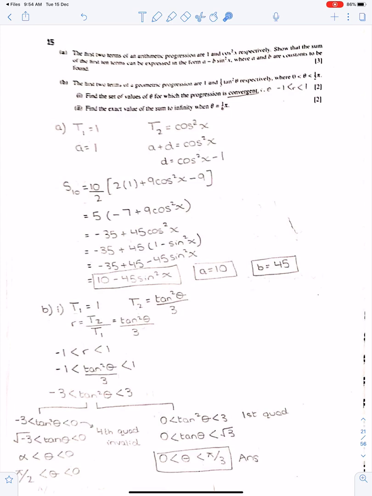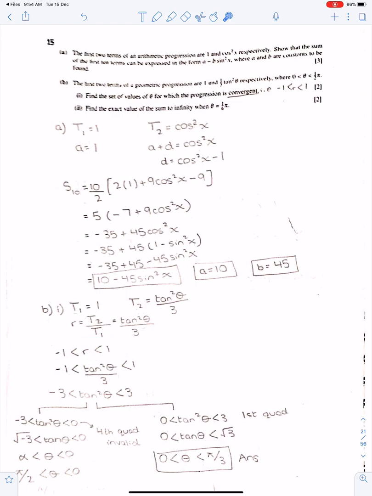The first two terms of a GP are 1 and 1 upon 3 tan square theta, where theta is between 0 and pi by 2. Find the set of values of theta for which the progression is convergent. Convergent means the r must lie between minus 1 and 1.